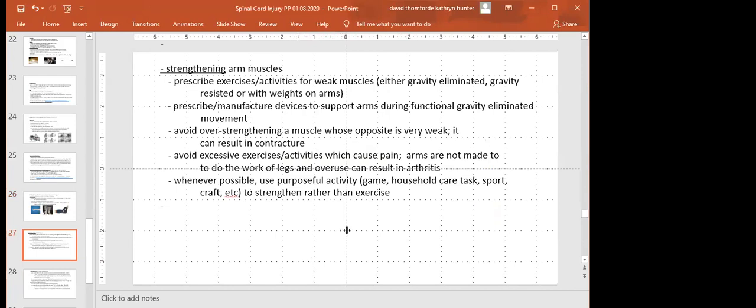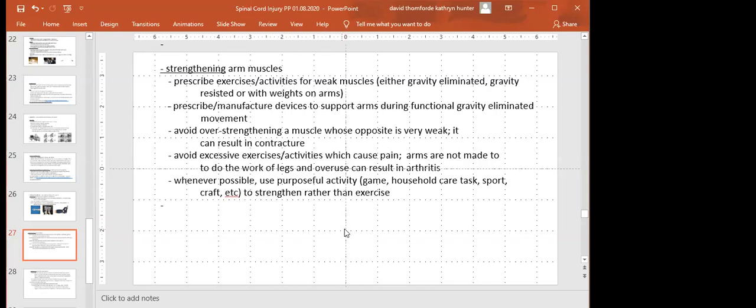So now we've prevented the person from developing contractures. What else do we do? Once we enter the rehab phase, then we start strengthening. In the last session, the instructor talked about gravity eliminated, gravity resisted, assistive, and passive range of motion. And as OTs, we would be doing all these different types depending on the individual strength.